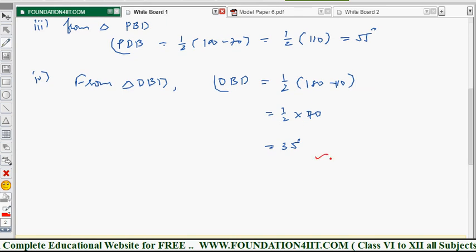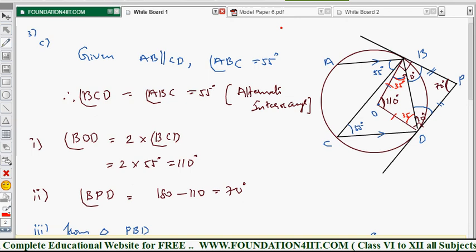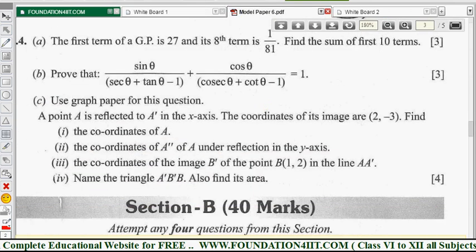Yes, these four angles only are asked in this way. You only need to apply the properties and find the particular angle based on the diagram. You need to write the steps clearly. Okay, this is about question number 6. Now let us see the fourth question and solve these problems.